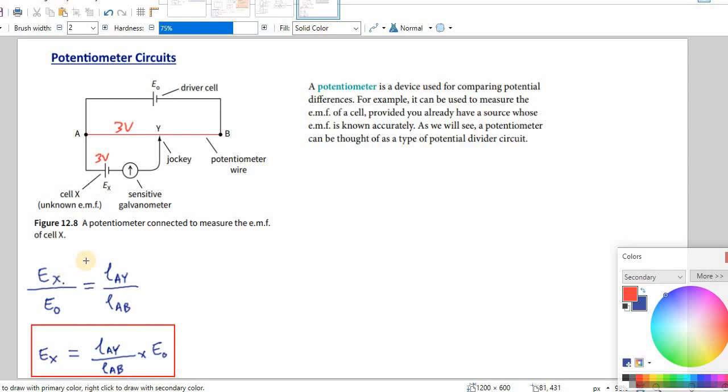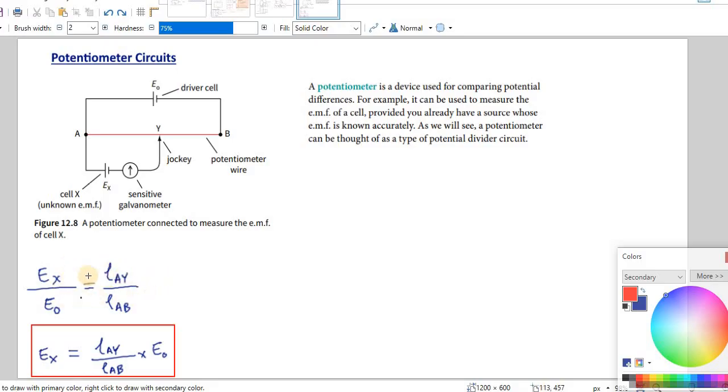So what you need to understand here is, again, like the potential divider circuit which we saw earlier, we are using ratio and proportion. The ratio of the resistances is equal to the ratio of the potential differences, and in this case, instead of using the resistances, because R equals rho L over A, rho the resistivity, it's the same wire, and A are constant, we can say that we can use L instead of R.